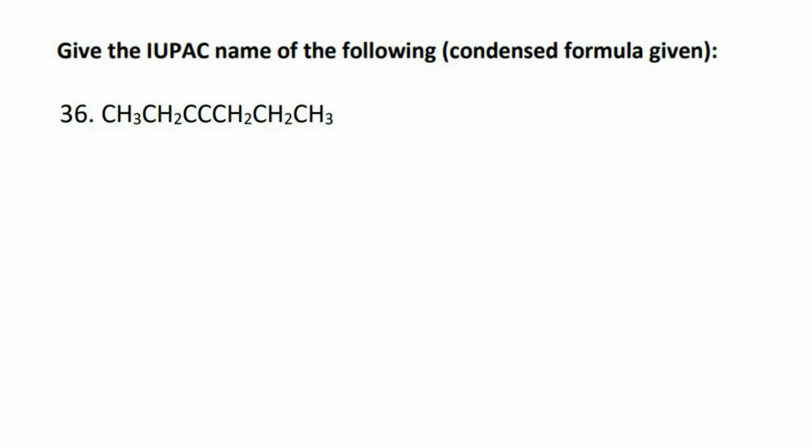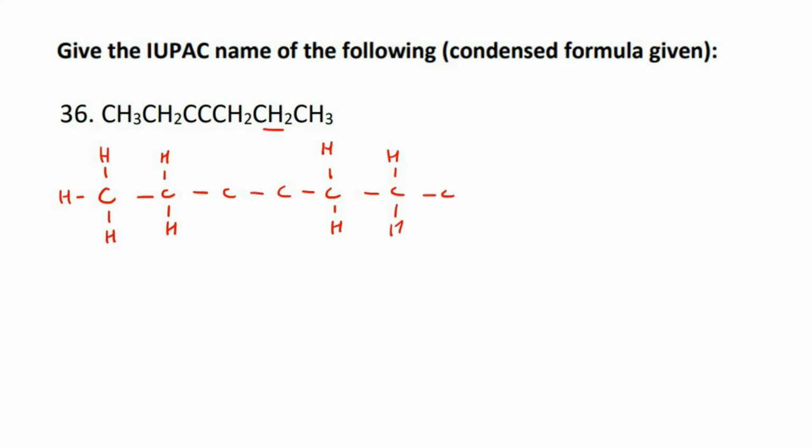Give the IUPAC name. Okay, so always try to see what it looks like first. So scratch all of that out. The first part is a CH3. Okay. Then there's a CH2. That's always an easy one. That just goes like that and like that. Then there's a C and another C and another C. But this one is a CH2. So that's CH2. Okay. Then there's another CH2, which is this one. And then there's a CH3.